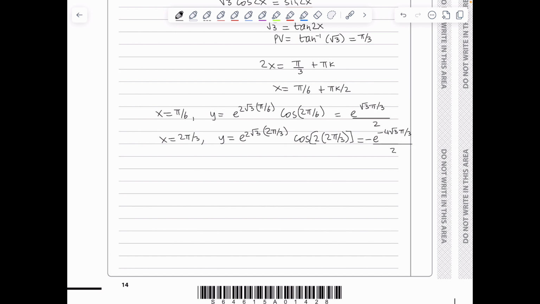And therefore we conclude that the two stationary points have coordinates pi over 6, comma e to the root 3 pi over 3, and all of it over 2. That's the first stationary point. And the second stationary point, it's 2 pi over 3, comma minus e to the minus 4 root 3 pi over 3, and all of it divided by 2.